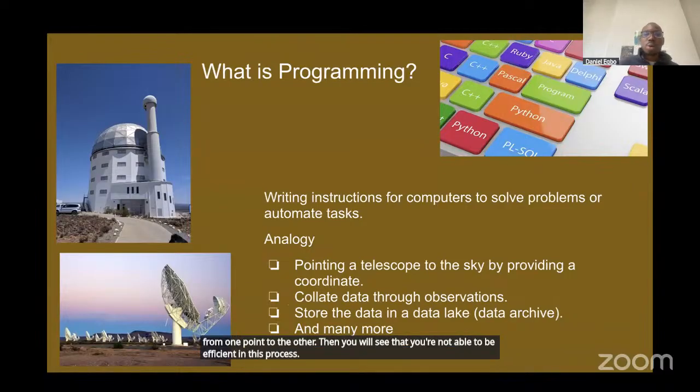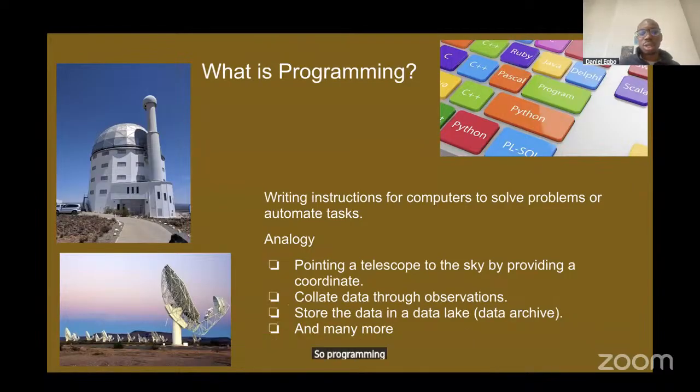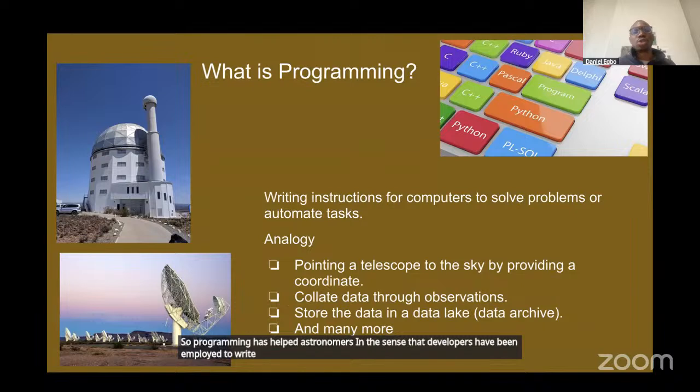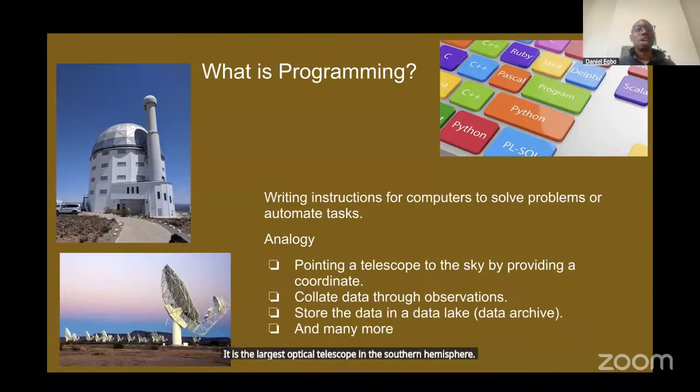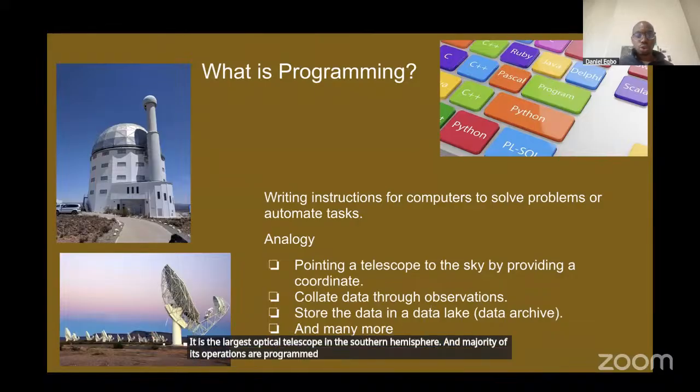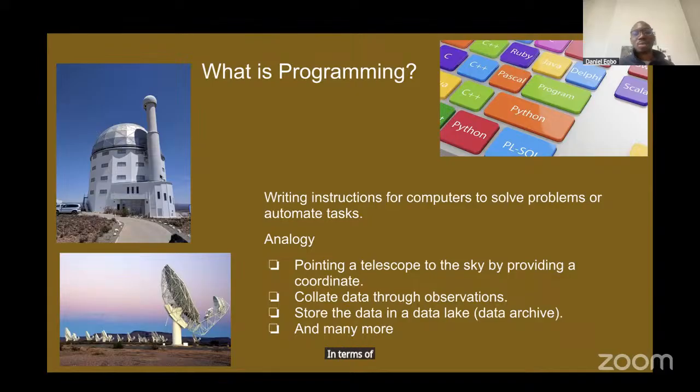So programming has helped astronomers in the sense that developers have been employed to write code that can help control these telescopes. A good example is this telescope. This is the South African Large Telescope. It is the largest optical telescope in the Southern Hemisphere, and the majority of its operations are programmed. Yes, there are still humans who try to control it, but the majority of what it does is programmed in terms of pointing to the sky, in terms of collecting data, in terms of analyzing the data, in terms of even doing a bit of data reduction.